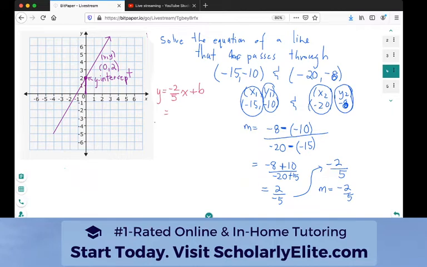So we are going to now plug in one of these points. I'm going to pick this one. And remember, this is an x value, this is a y value. And like we were saying at the beginning, a straight line is just a series of ordered pairs that have a constant slope.